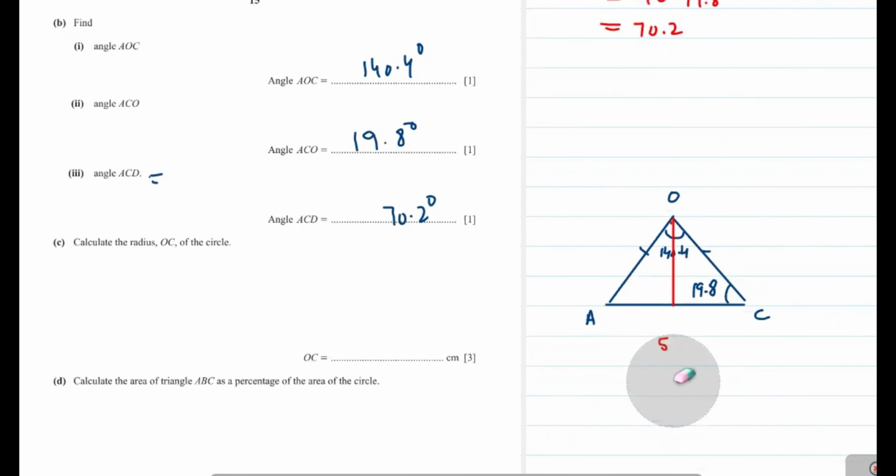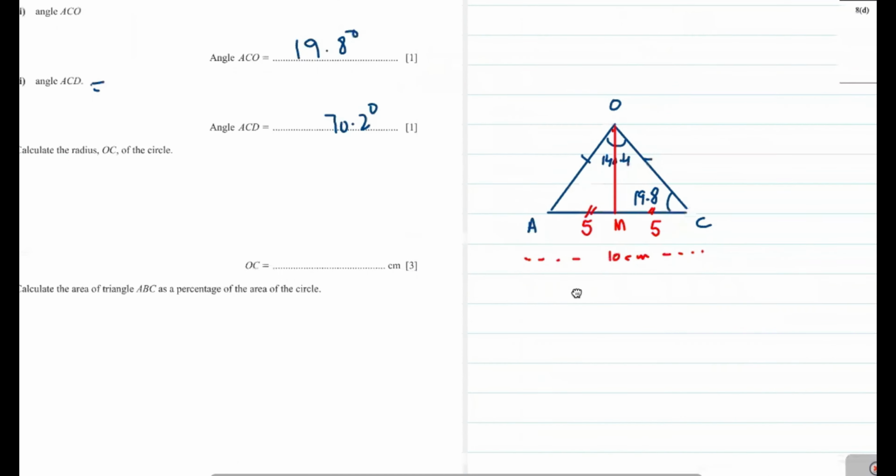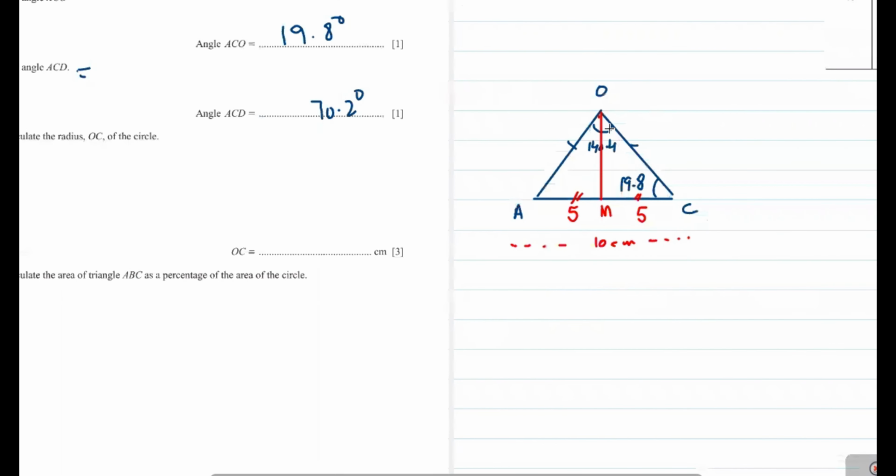Now we can write it, this perpendicular, we name it as OM. It divides the 10 centimeter. This total length was 10 centimeter. We divide it, that value will be 5, and that length will be 5. Now you can see here, to find the length OC, we take the right angle triangle.